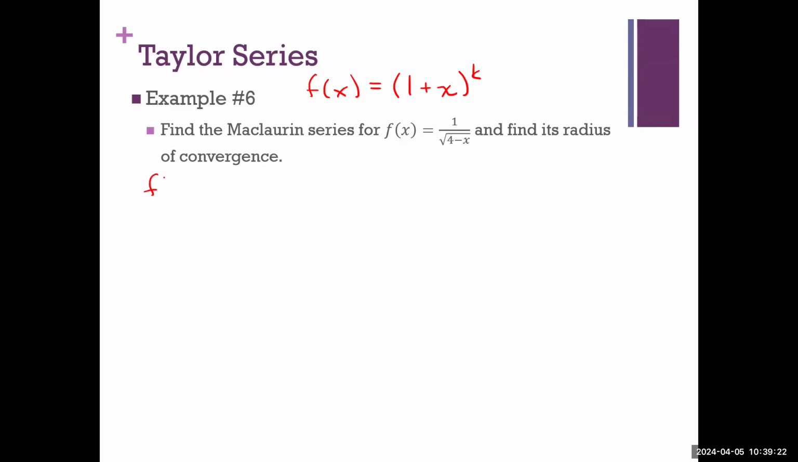Bring the root to the numerator, so it's just like (4 - x) to the -1/2, good. Excellent, are we done? Let's see some head shakes. Why aren't we ready? That 4 is a problem. So how can we deal with that 4?